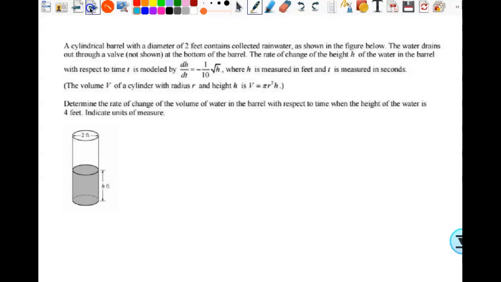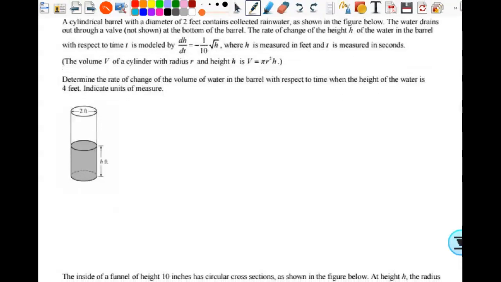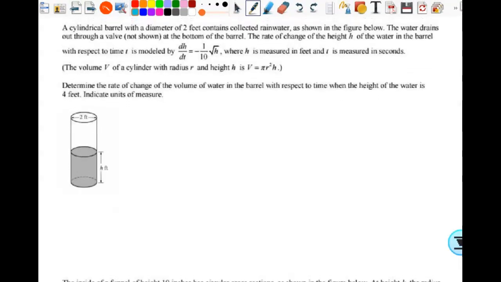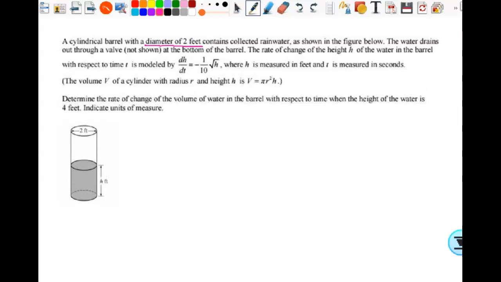Okay. Pause. So I'm going to read through this. I'm going to show you what I would do here. And again, consistency is the key. So we have a cylindrical barrel. They drew a picture for me. That was very, very nice. A diameter of 2 feet. Okay. So in this question, we're using volume. Do we actually use the diameter? No.